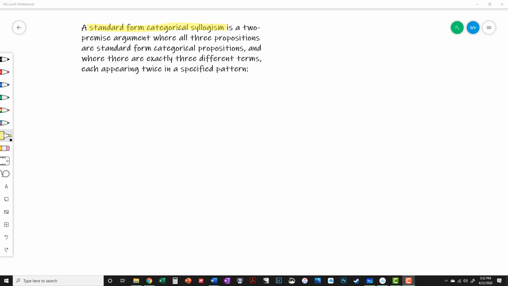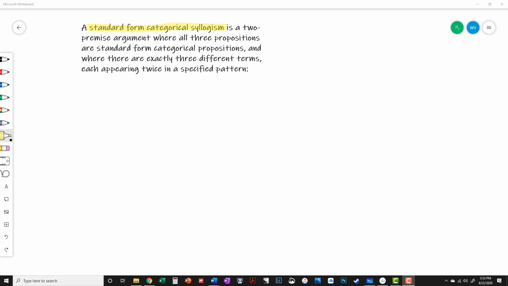In this lecture, we'll be talking about syllogisms. Syllogisms are two-premise arguments. So instead of the immediate inferences where we just have one premise that leads to a conclusion, these are arguments that go from two premises to a conclusion. Now we're going to be talking about standard form categorical syllogisms, and those have a particular pattern to them.